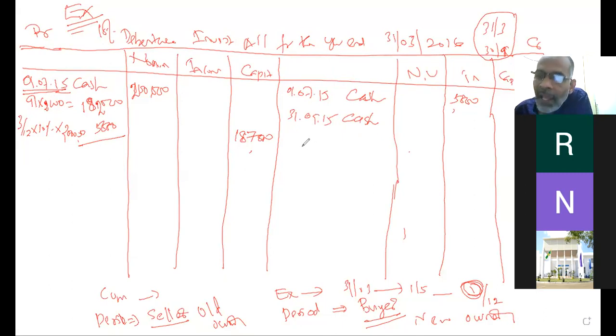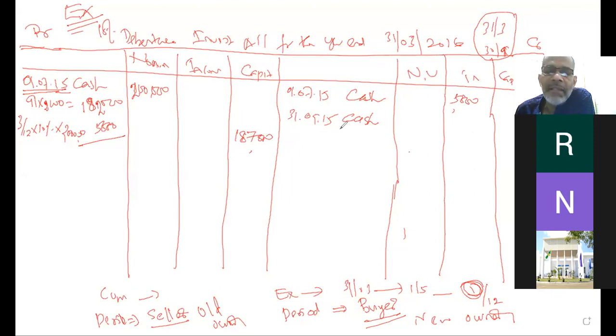Keep in mind that when you are purchasing on ex dividend basis, immediately following the interest date, you are not going to record. After purchasing on 1st July, you come across 30th September. You are not going to record that interest. After that, you can record when you are making the investment on ex basis.